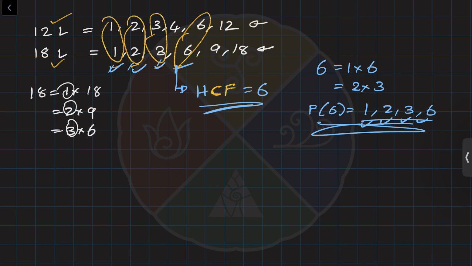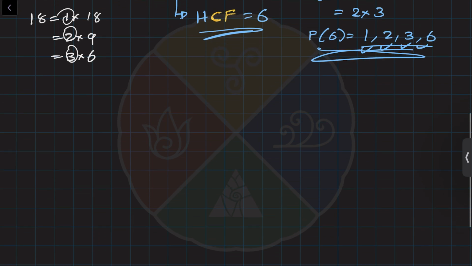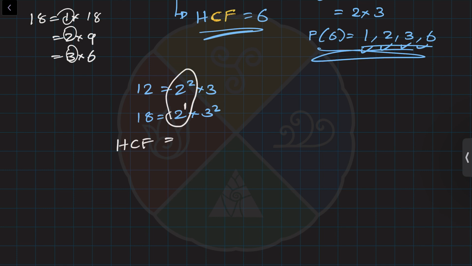Now again, to find HCF, I have told you multiple methods. One method is prime factorization. 12 can be written as 2 squared into 3. 18 can be written as 2 into 3 squared. Take whatever is common. Only take whatever is common, and out of them take the smallest power. 2 raised to 1, 3 raised to 1. That is 6. That is one way.